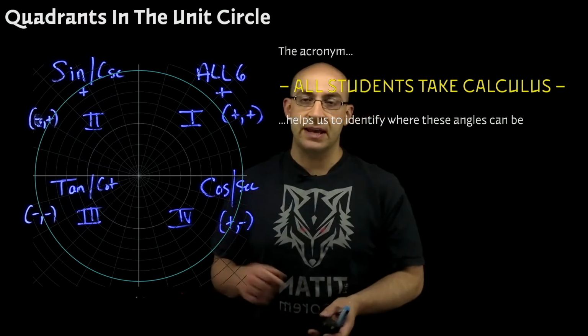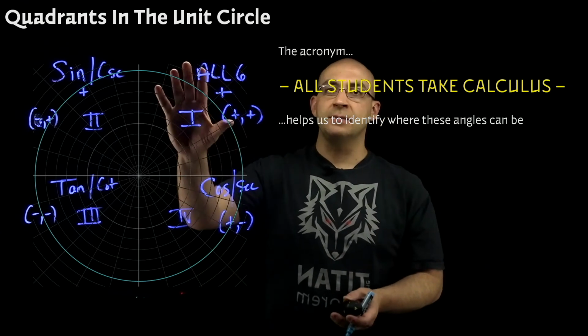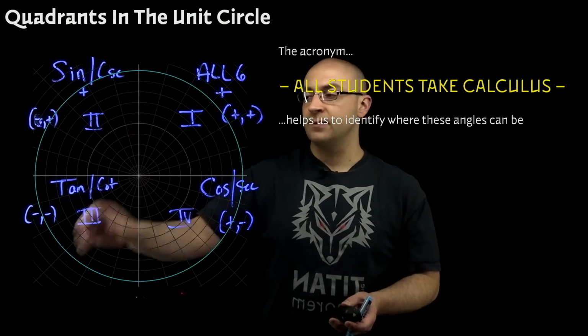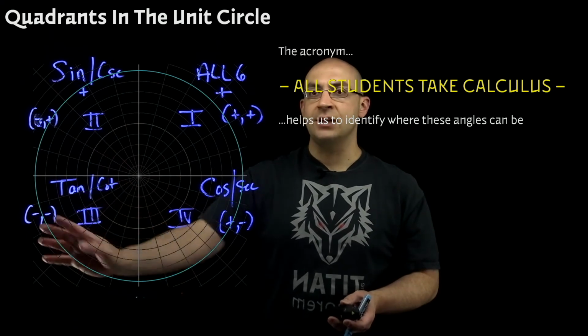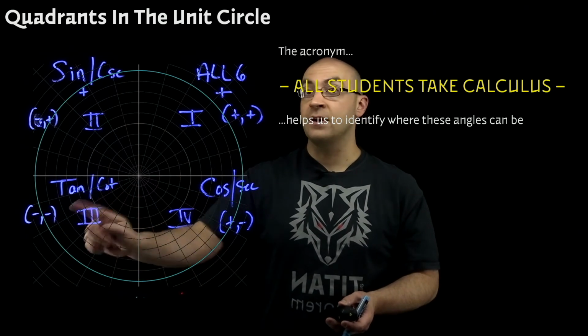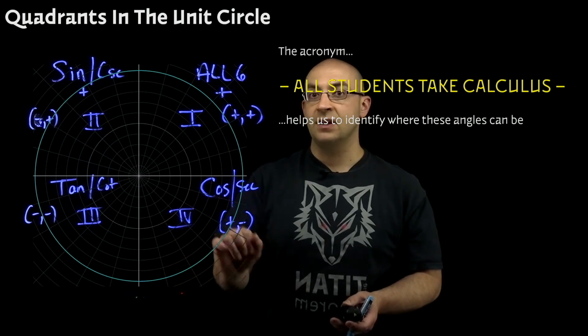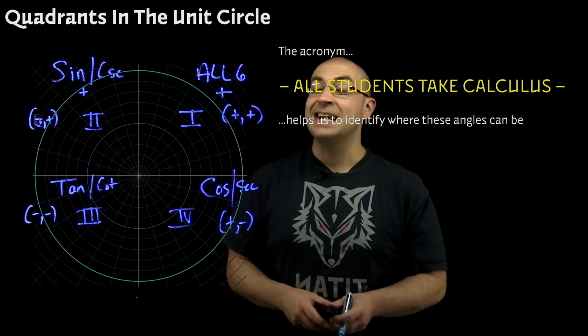Now again, just to recap, everything's positive here. Only sine and cosecant are positive here. The other 4 are negative. Only tangent and cotangent are positive here. All other 4 are negative. And only cosine and secant are positive here. The other 4 are negative.